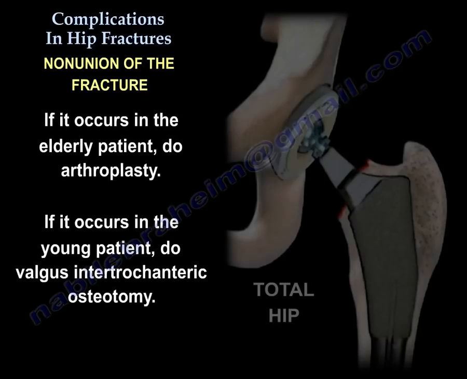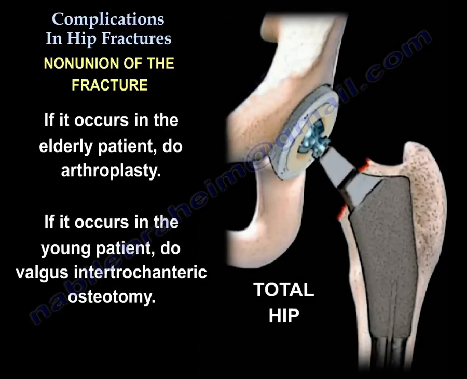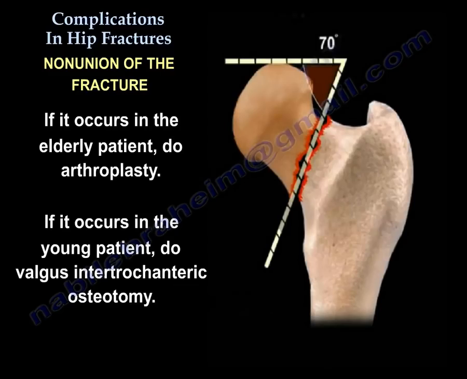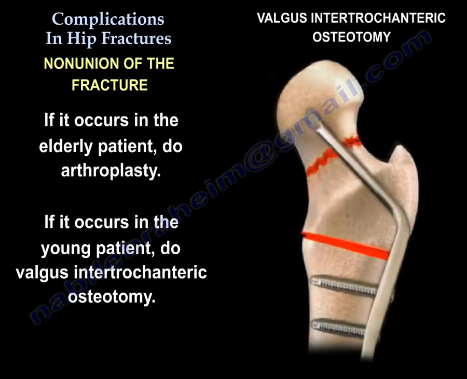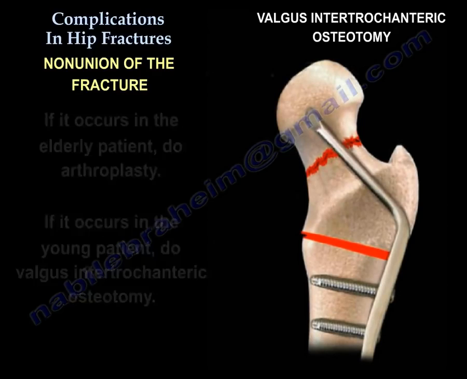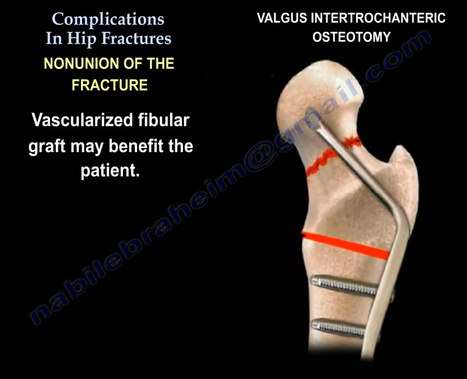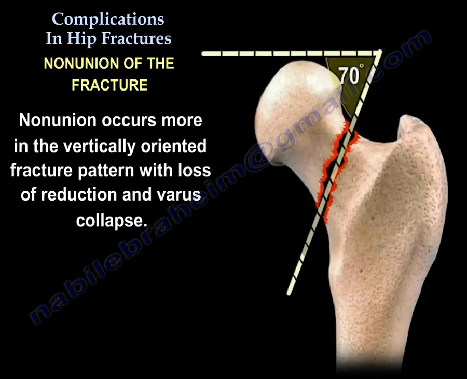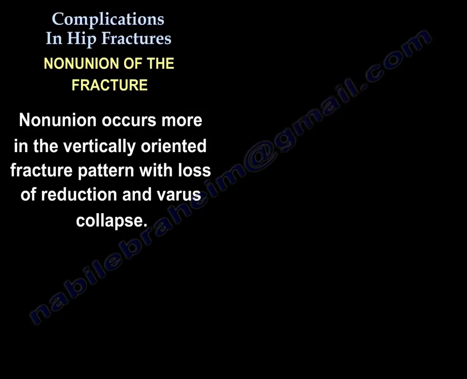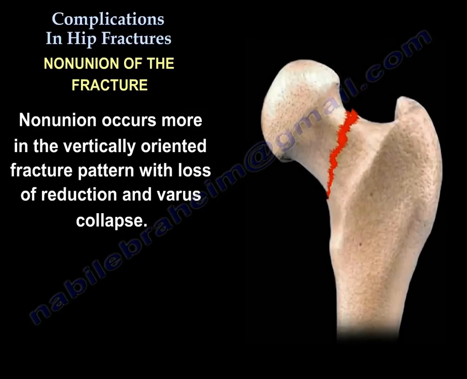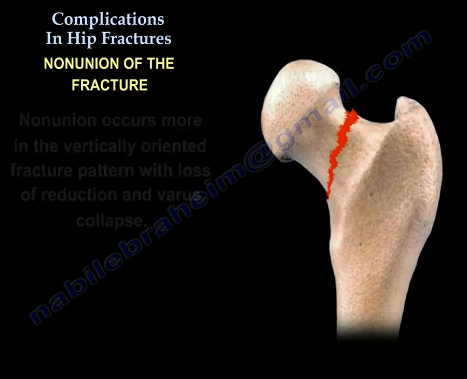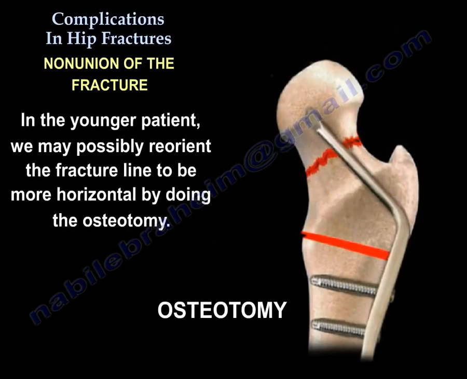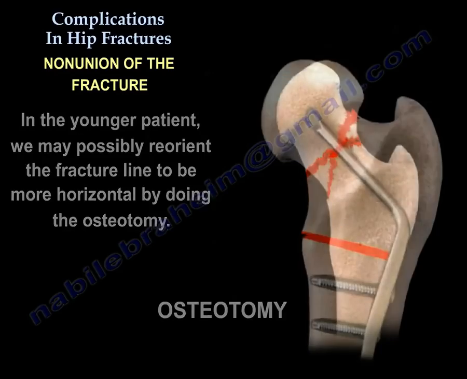If it occurs in an elderly patient, you will do arthroplasty. If it occurs in a young patient, you will do valgus intertrochanteric osteotomy. Vascularized fibular graft may benefit the patient. The non-union occurs more in the vertically oriented fracture pattern with loss of reduction and varus collapse. So in the young patient, you may reorient the fracture line to be more horizontal by doing the osteotomy.